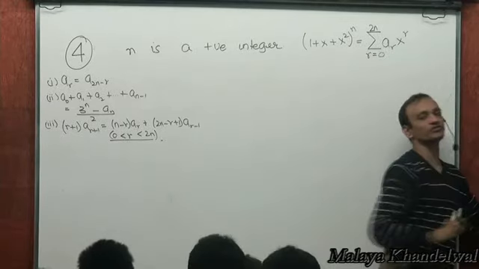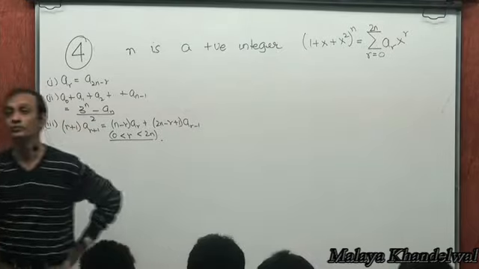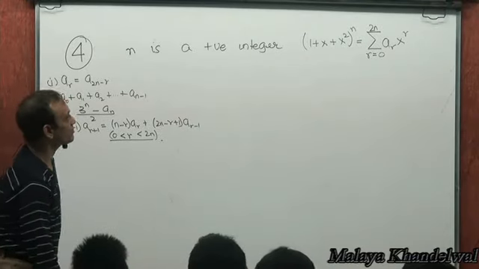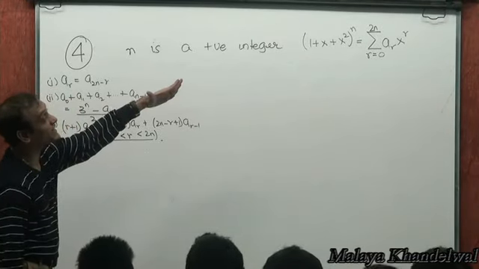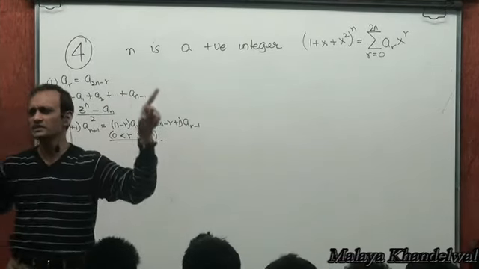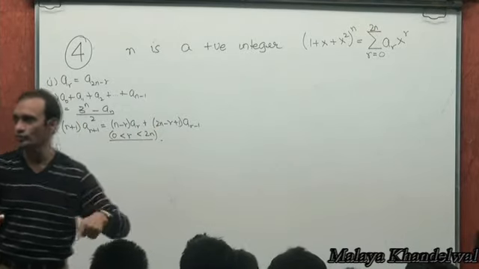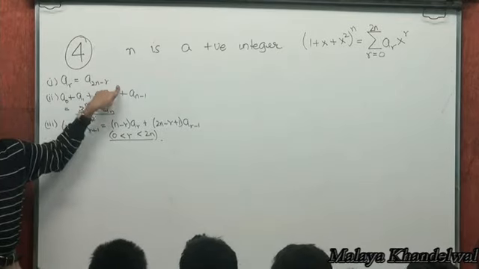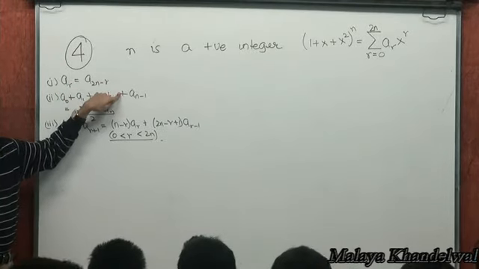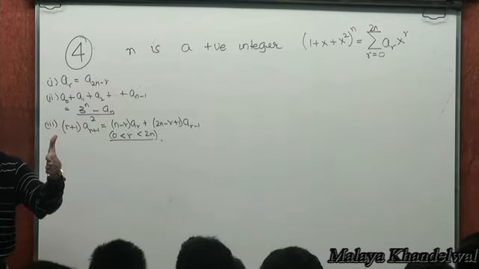Even though the first part of the problem I had done before, I'll still redo it so that it comes live to your memory. So (1 plus x square) whole to power n, essentially when we say a_r is a_{2n minus r}, that means a_0 would be a_{2n}, a_1 would be a_{2n minus 1}, a_2 would be a_{2n minus 2}, a_3 would be a_{2n minus 3}. That means coefficients of terms equidistant from the beginning and end are the same.